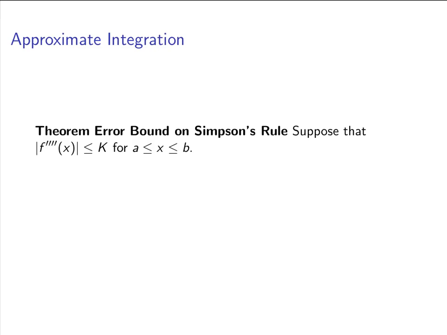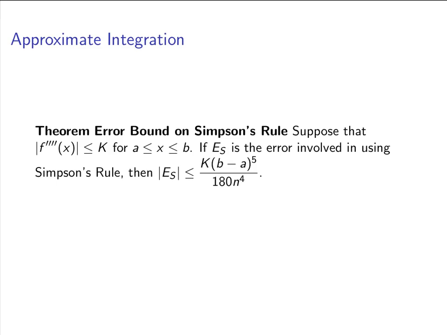Hello, calculus fans. Let's talk about an error bound on Simpson's rule. Let's suppose that the fourth derivative of our function is bounded by K on the interval from a to b, and let E_s be the error involved in using Simpson's rule. Then E_s is less than or equal to K times (b minus a) to the fifth power all over 180 n to the fourth power.